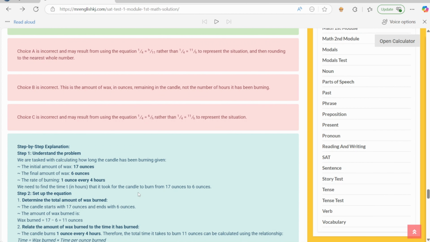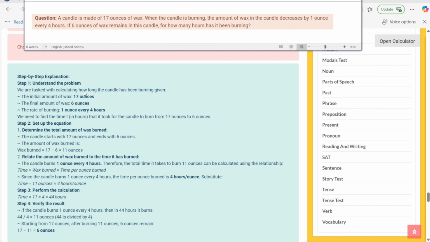Now, same thing. Mathematically, logically, we can do that. Okay, let's try to do this. A candle is made of 17 ounces of wax. So we know the initial amount of wax, 17 ounces, and if 6 ounces of wax remains, we know the final amount of wax, 6 ounces. It decreases by 1 ounce every 4 hours, so the rate of burning is 1 ounce every 4 hours. Now we can use T for time.